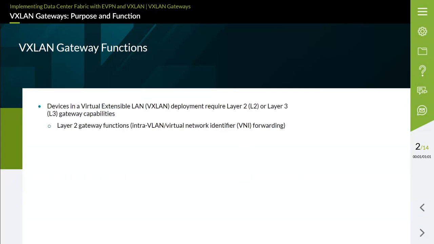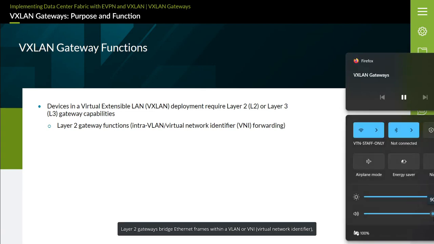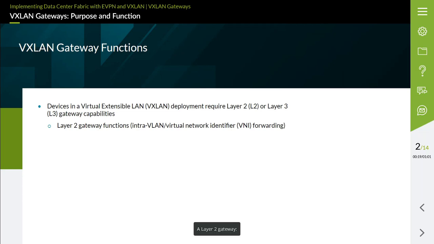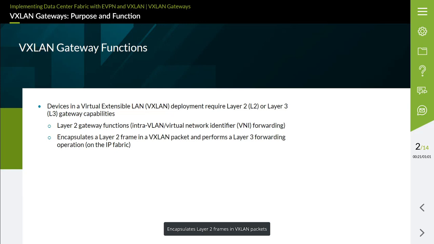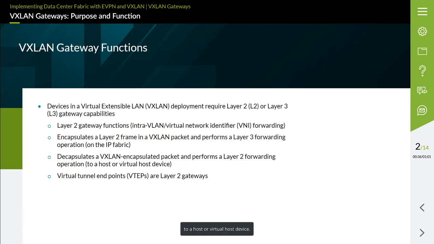A virtual tunnel endpoint, or VTEP, in a virtual extensible LAN, or VXLAN, network is a Layer 2, or L2, gateway. Layer 2 gateways bridge Ethernet frames within a VLAN or VNI, or virtual network identifier, and do not forward traffic between different broadcast domains. A Layer 2 gateway encapsulates Layer 2 frames in VXLAN packets and performs a Layer 3, or L3, forwarding operation on the Layer 3 IP fabric, and decapsulates a VXLAN encapsulated packet and performs a Layer 2 forwarding operation bridging to a host or virtual host device.